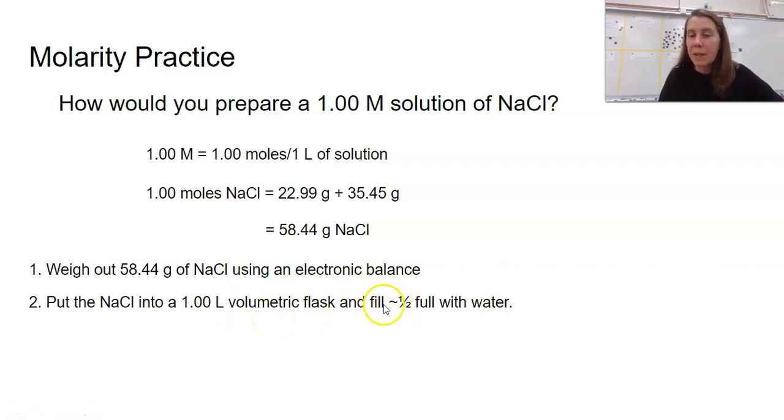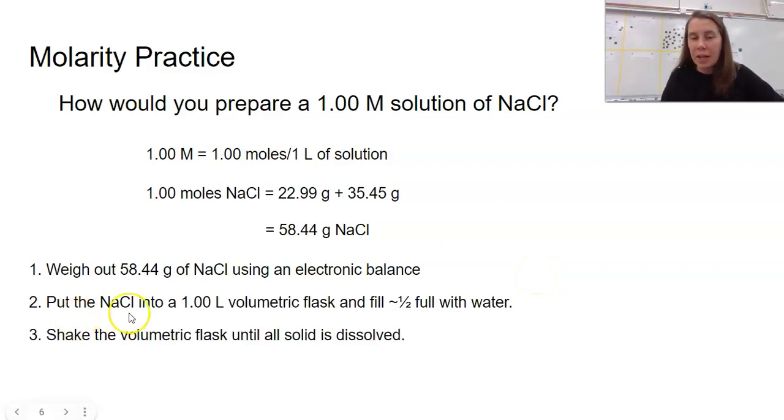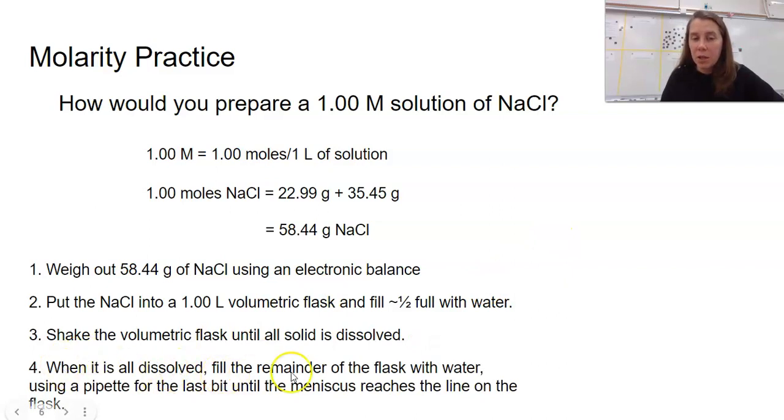All right. You'll fill it part way with water. It doesn't matter exactly how much, just not all the way up. And then you'll shake it up until everything is dissolved, and then fill it to the line. You want the meniscus to be just at that line on the flask in order to get us exactly 1 liter of solution. Okay, and usually using a pipette to get that last little bit is good practice. It's hard to get it precise otherwise.